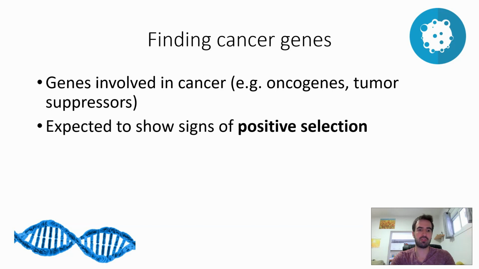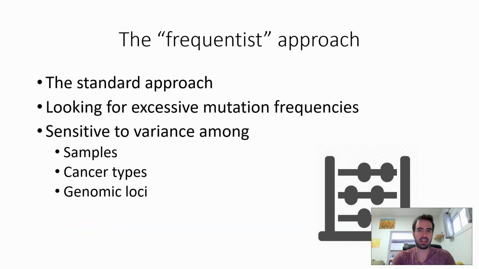And the way to find those genes is to detect signs of positive selection in tumor. So within tumor, we expect those genes to accumulate genetic alterations. Now, the classic way to find those mutations is what we call the frequentist approach, which is basically just a counting game. So here we try to look for genes with excessive mutation rates. So this means genes that have more mutations than you would expect under normal conditions.